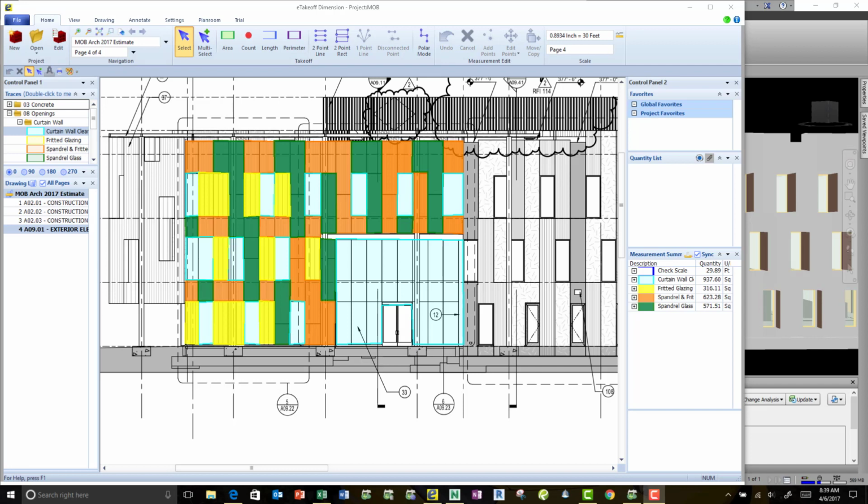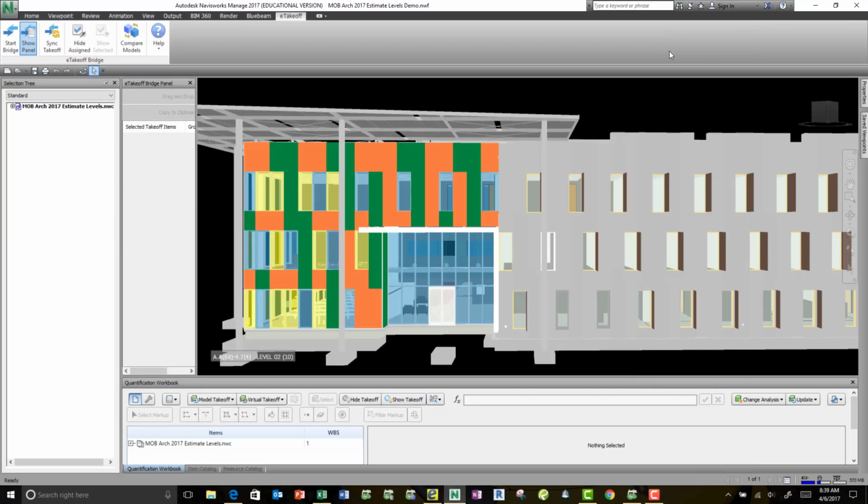So right here is a little medical office building, and I've got the different types of glazing highlighted in different colors on the screen. I did my takeoffs and received these quantities. Now if I want to look at it in the BIM view, I've got similar colors on the BIM view.